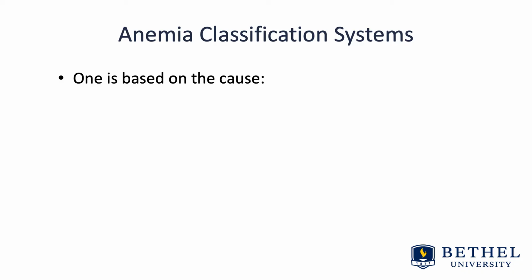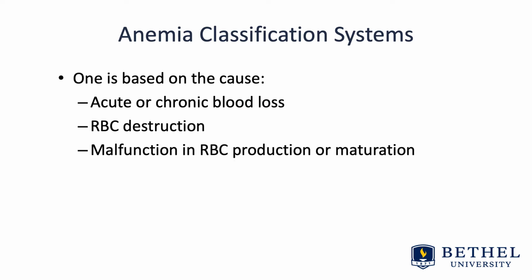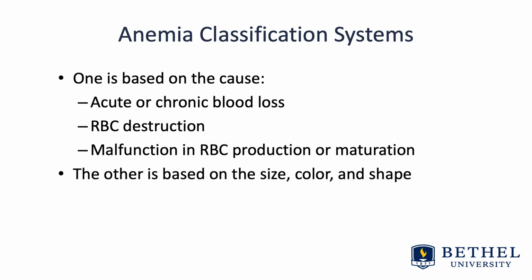Classification systems are used to describe anemia. One is based on the cause, such as acute or chronic blood loss, red blood cell destruction or malfunction, and red blood cell production or maturity. And the other classification is based on the size, the color, and the shape.